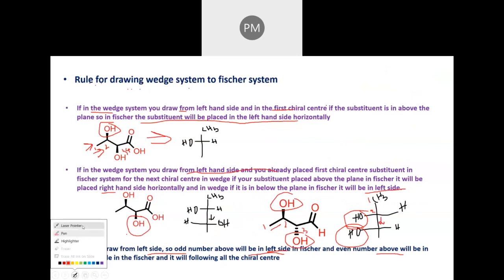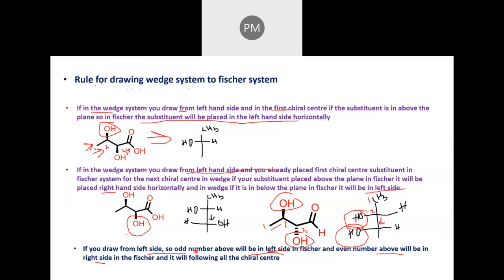what can we do directly? Directly, we draw from the left side, and if the chiral center is above the plane, it will be on the left side. So seen from the left side, if the first center is above the plane, it will be placed on the left side. If it is below the plane, it will be placed on the right side. Similarly for the next carbon, if it is above, it will be placed on the right side. If it is below the plane, it will be placed on the left side.